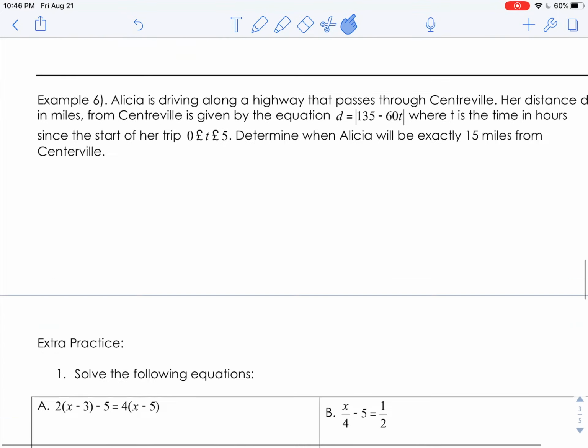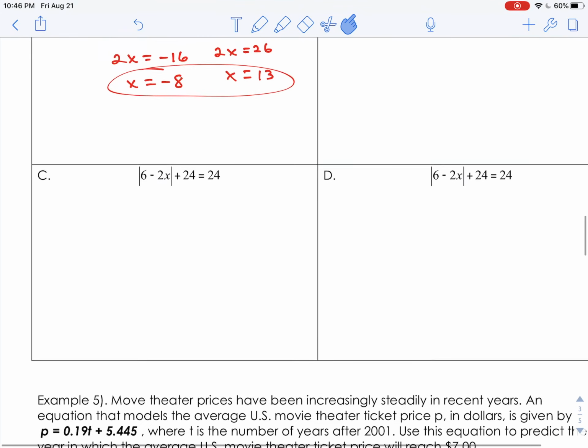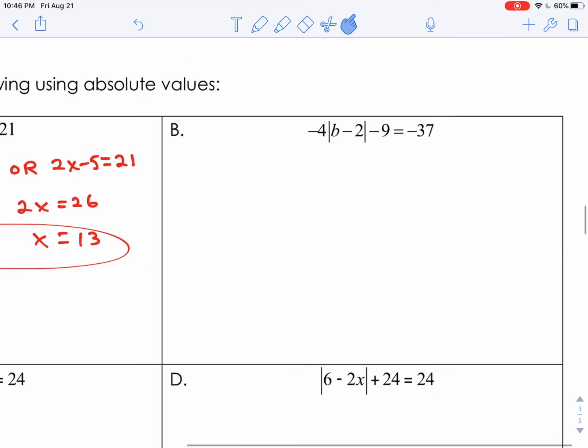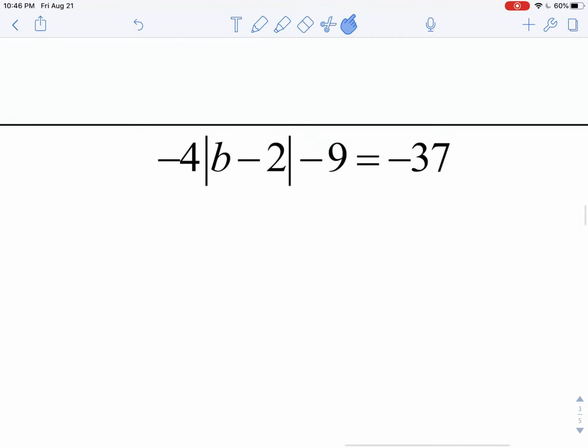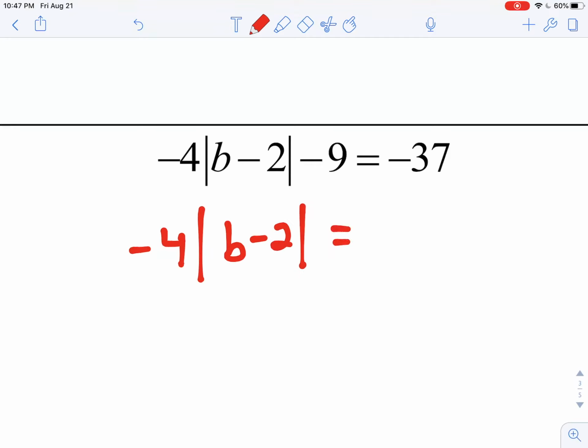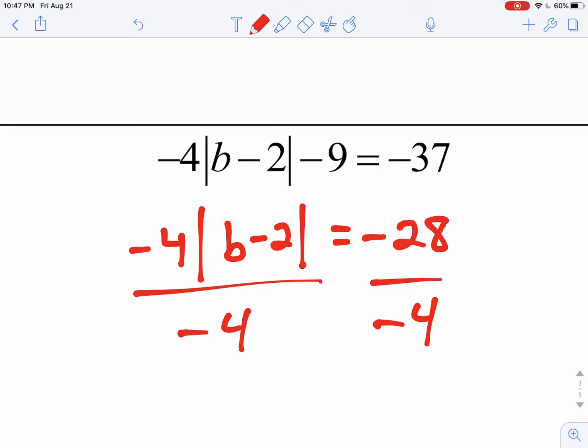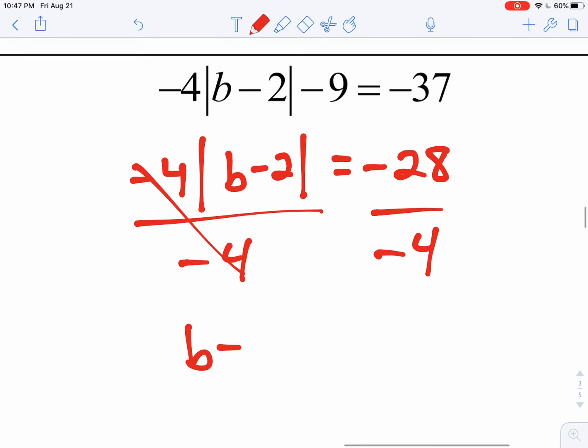And let's do one final question here. Sometimes you don't have the entire side absolute valued, so you should do some algebra to get it so the entire side is an absolute value. Then you can split it apart like we've been doing. So first thing I'm going to do is add 9 to both sides. So that gives us negative 28. Then I'm going to divide both sides by the negative 4. Just basically divide the entire left and the entire right side by negative 4. Those cancel out. We still have the absolute value of b minus 2 equals 7.